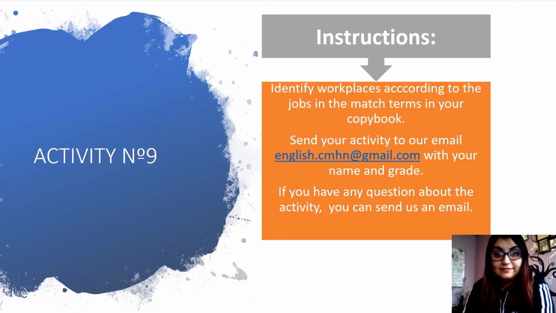Activity number 9. Instructions. Identify workplaces according to the jobs in the match term in your copybook. Send your activity to our email with your name and grade. If you have any questions about the activity, you can send us an email.